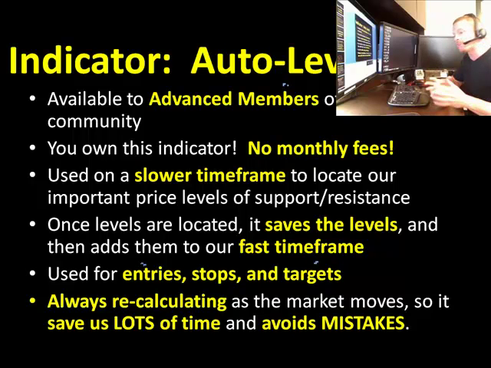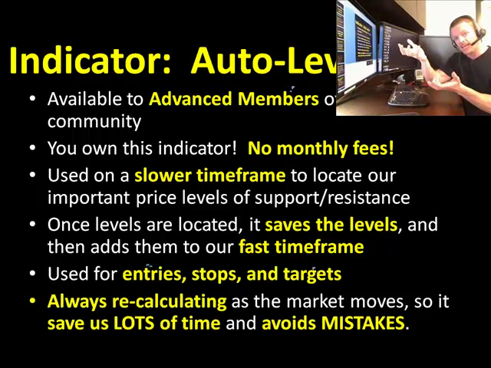Once the levels are located on my slower time frame, it's then going to save those levels in a file and then add that file to the fast time frame. So there's actually three pieces to this kind of indicator. The slow time frame, add the indicator, locate the levels there. Then those levels are saved in a file. That file is then used to project these levels onto the fast time frame, right? So locate them on the slow, save them in a file, project them on the fast.